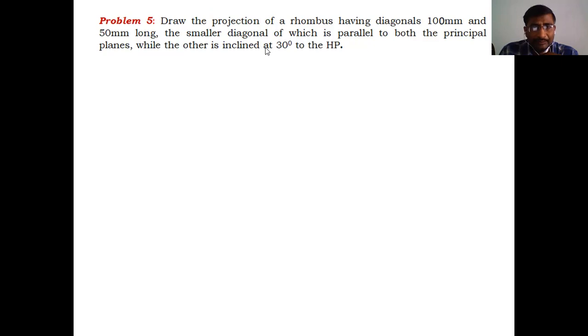If it is assumed parallel to HP, the true shape of the rhombus can be visible from the top side. That is, in the top view, we can see the rhombus. So first of all, you have to draw the true shape, that is the rhombus, in the top view. Where should we draw the top view? The top view must be below the XY line. So you should start with the rhombus below the XY line. That is the given problem. Okay, let us start the drawing.